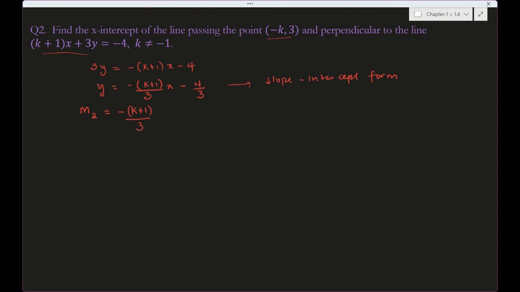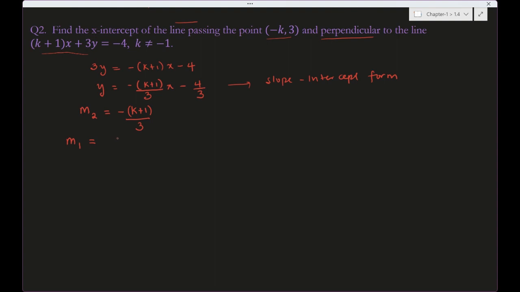Now, but we're looking for what? We're looking for a line. There is a line here which passes through this point, and we have that it is perpendicular to this line. So what do we know? It means the slope of that line, let's call it m1, is going to be the negative reciprocal of this, since that line is perpendicular to this one.